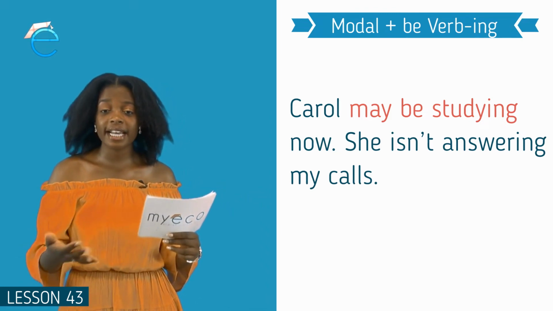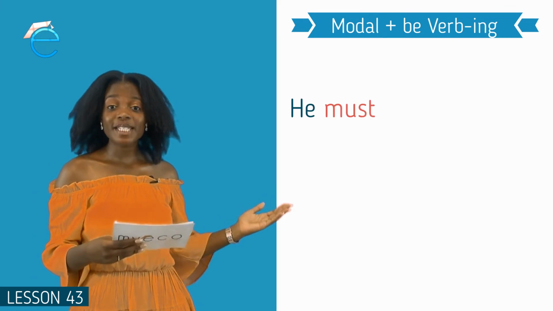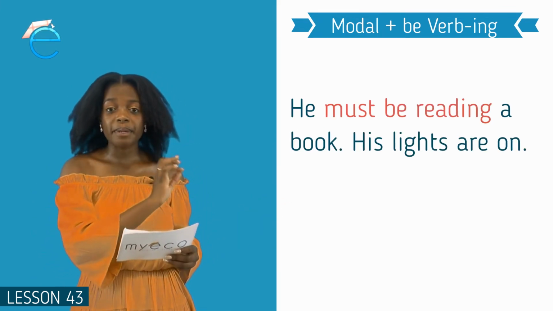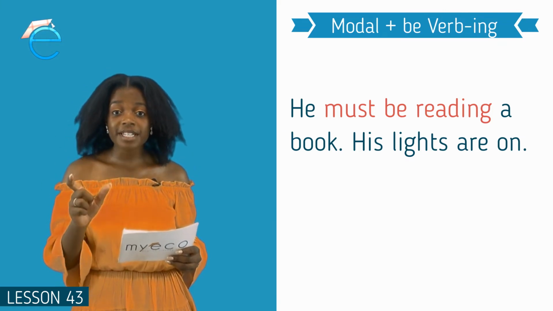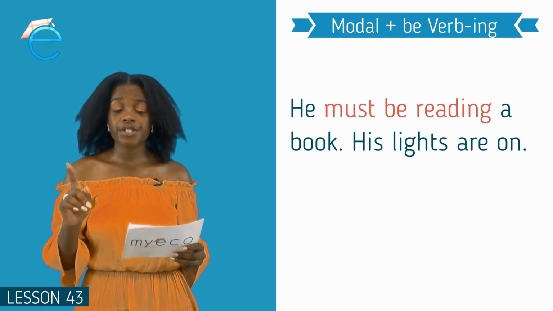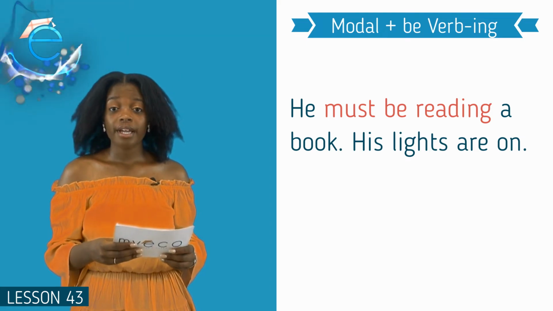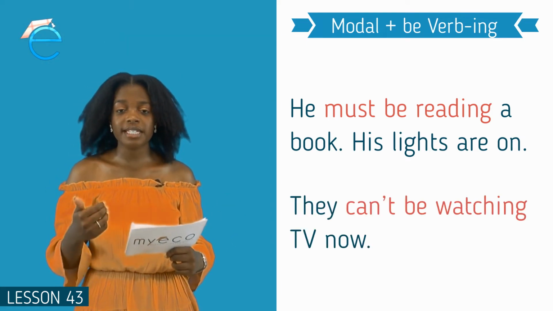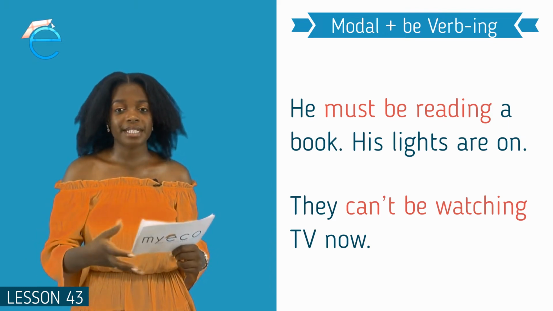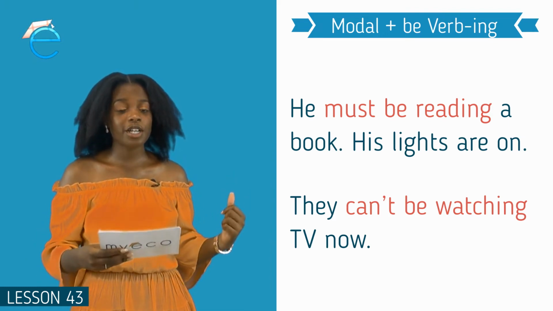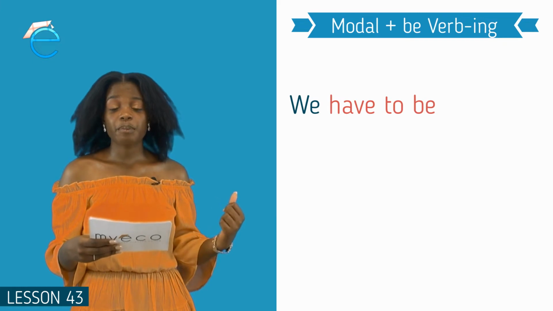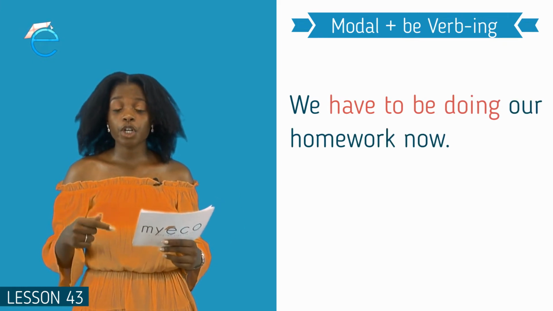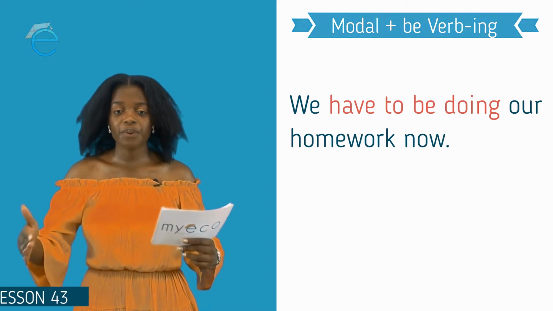She could be studying. He must be reading a book. His lights are on. The must and be reading shows us it's a progressive modal, but also that there is certainty. Or they can't be watching TV now also shows us certainty that they are not doing something. So cannot, can't be. We have to be doing our homework now shows necessity and what we should be doing right now continuously.